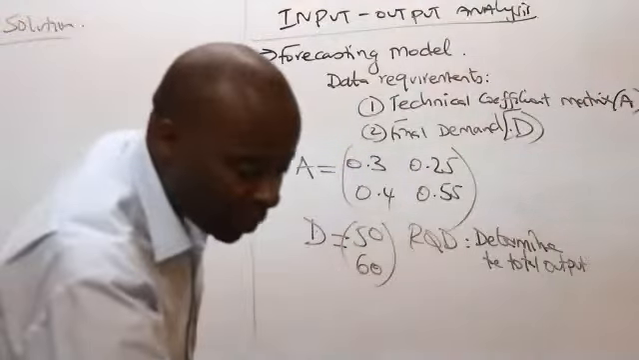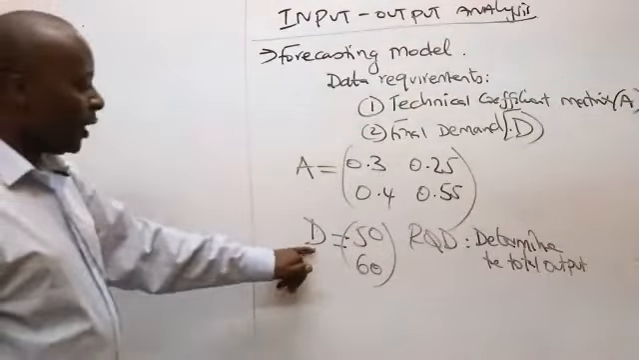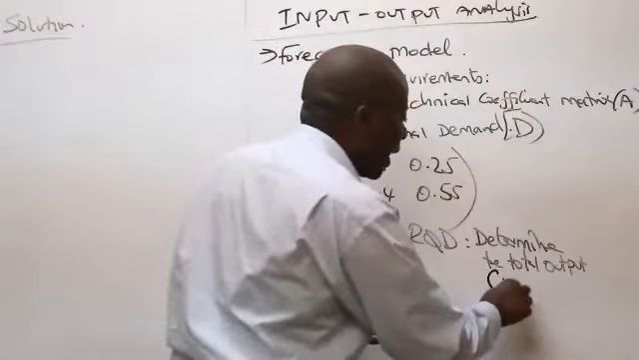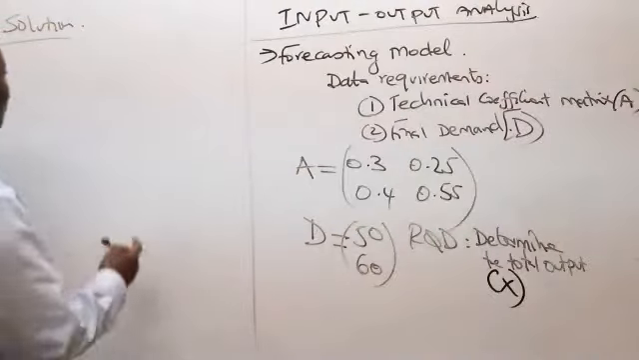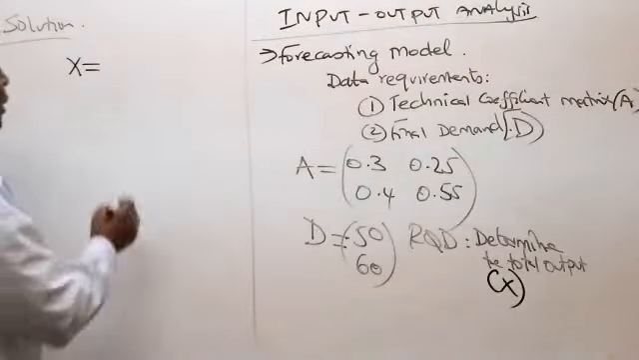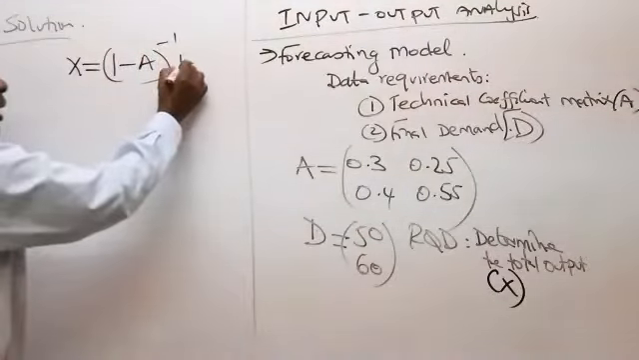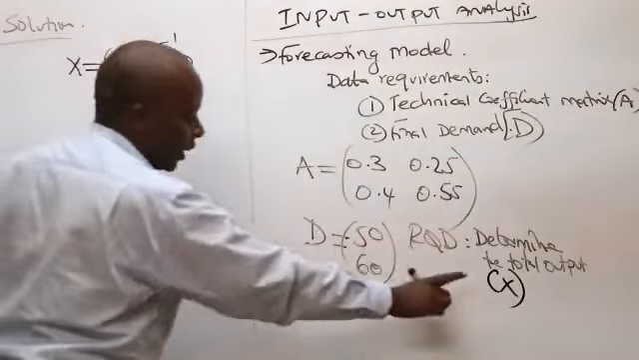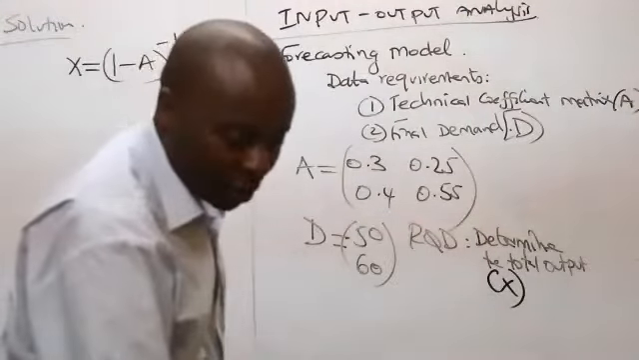Ladies and gentlemen, whenever you are given the technical coefficients matrix A and D, and they want you to calculate the total output, which is our unknown, X, this is what we shall be doing. To get our X, we shall take I minus A inverse multiplied by D. X is the total output.